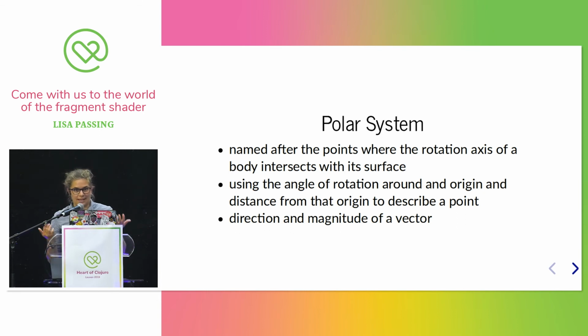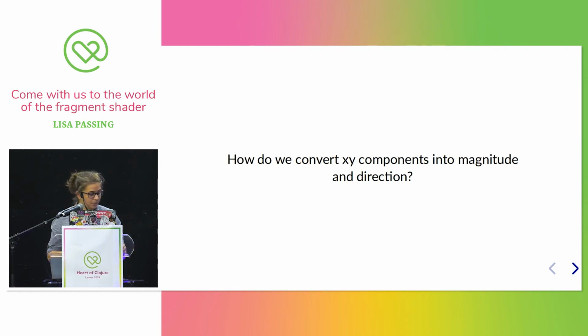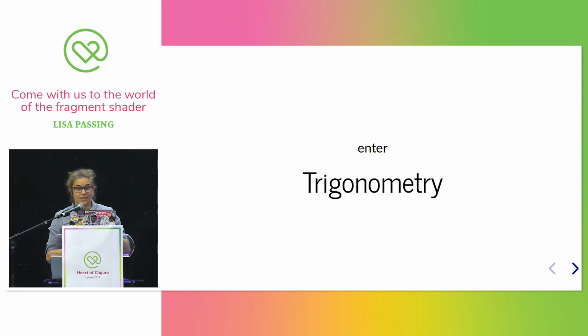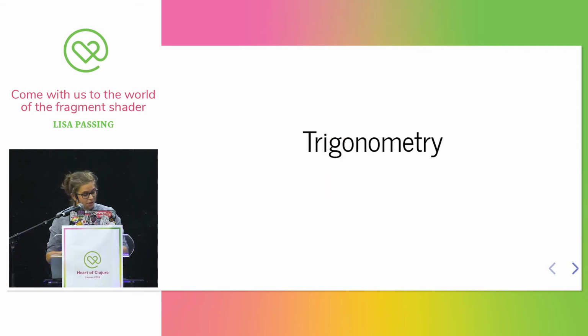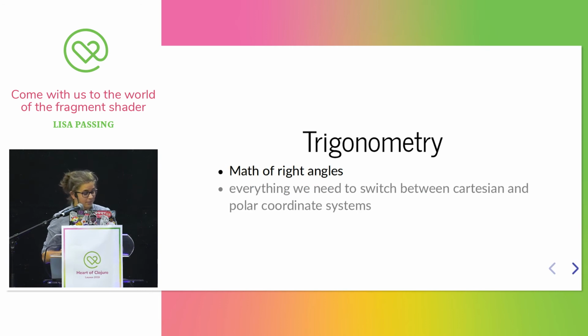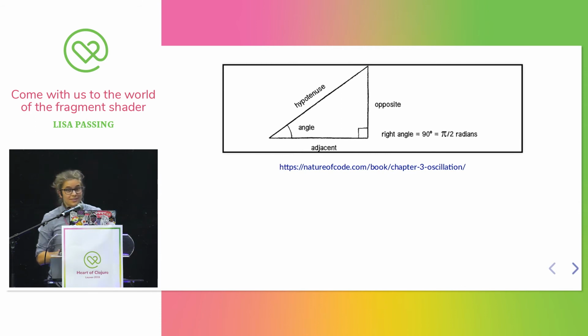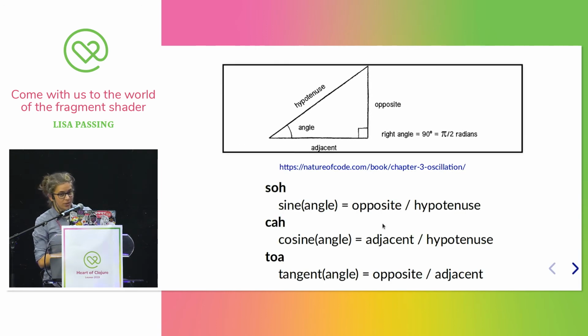All we have is x and y as a little vector in our program, but these map directly to the direction and magnitude of a vector, and all we need to do is convert between x and y and magnitude and direction. And this is where I can introduce you to trigonometry, heart of Clojure, trigonometry. Trigonometry is the math of right angles, and it's everything we need to switch between coordinate systems. I hope you feel like school again. So this is a right triangle, and we have some nice formulas that trigonometry has in store for us.